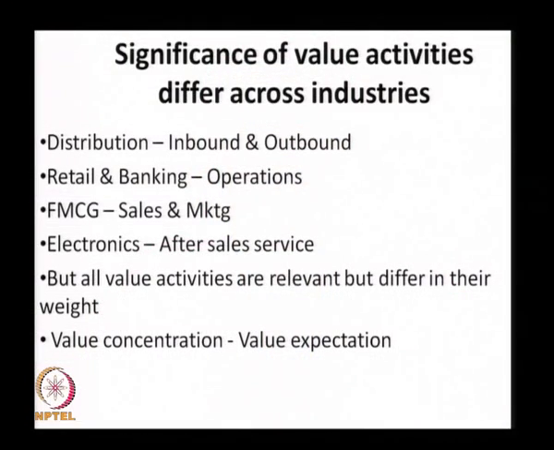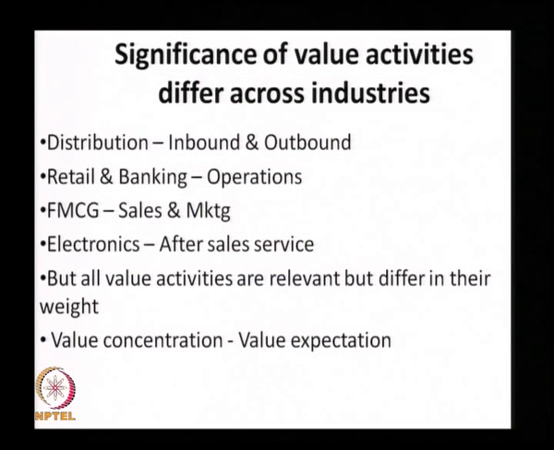So you need a good warehouse, you need good raw material control, inventory control mechanisms, you need good transportation, you need good shelf space management. So in a distribution business, you will have to make sure that you are able to create value as much as possible in the inbound and outbound activities. In a retail or a banking industry, it is the operations that is key, how the teller is able to transact a banking service. Operations hold the key. In fast moving consumables, though distribution is also important, you find that the sales and marketing is so intense.